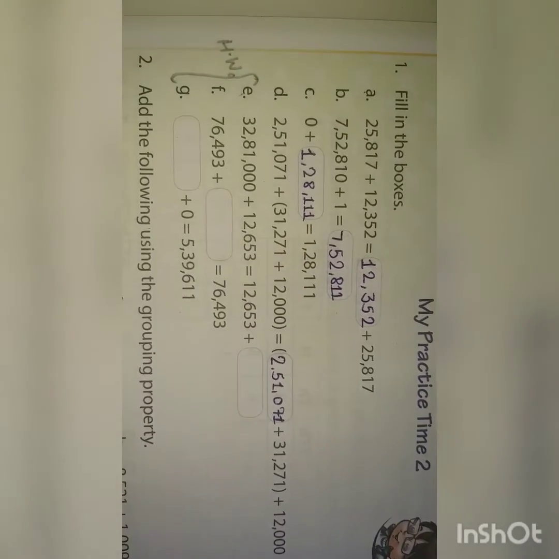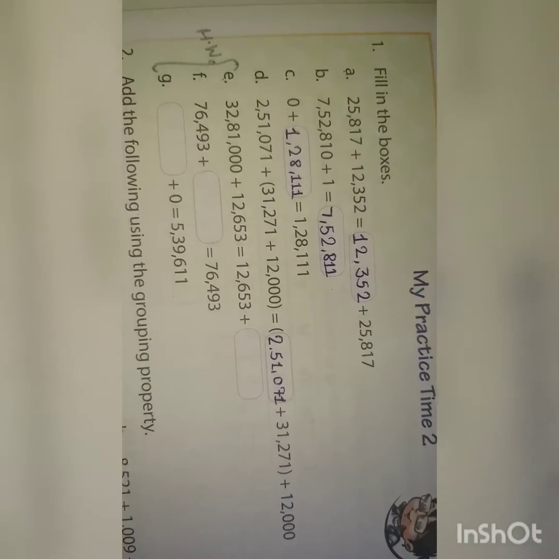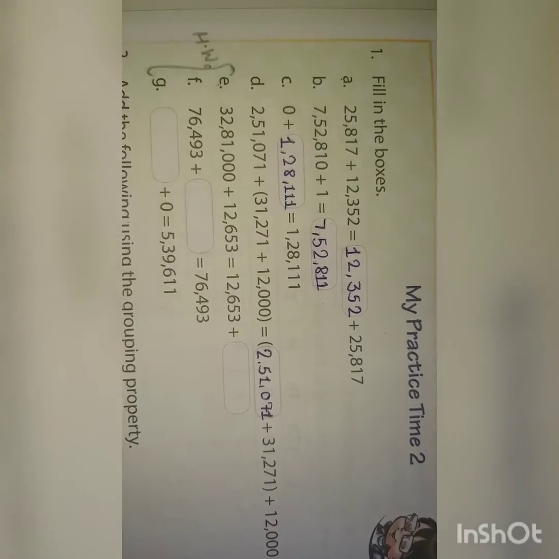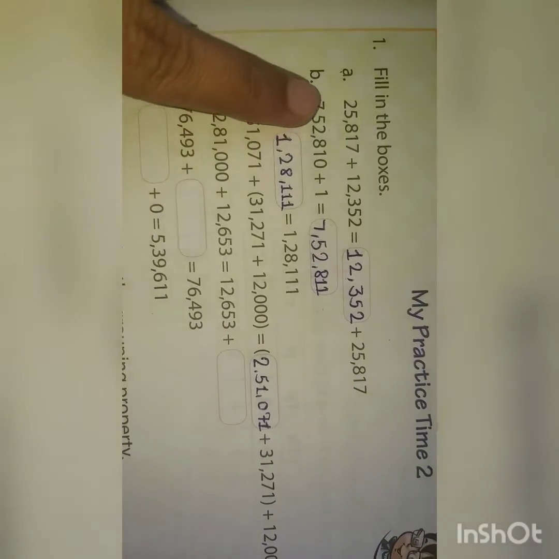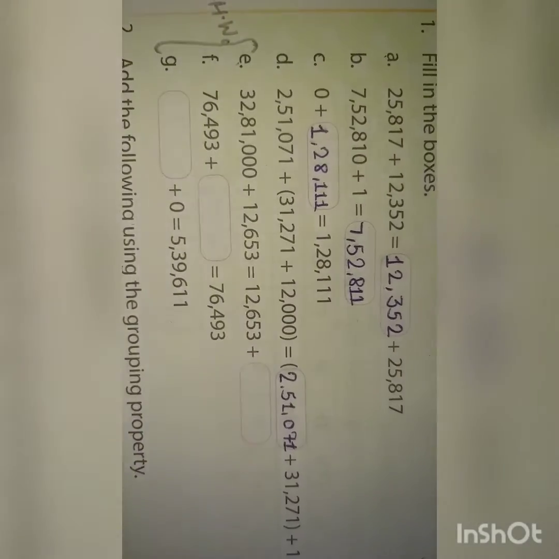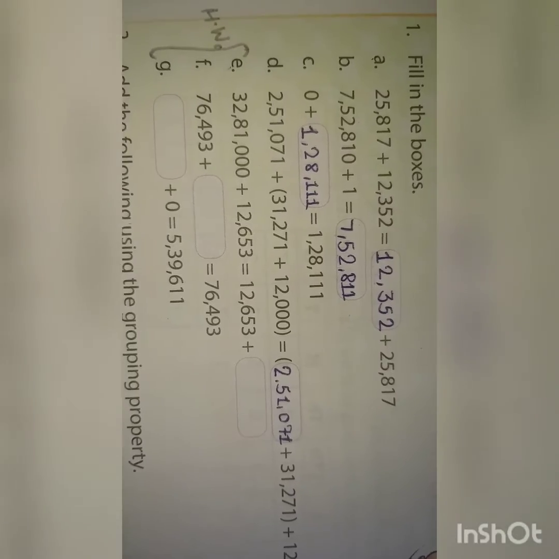So here we have got the successor, 7,52,811. Now students, we are going to solve the third question, that is 0 plus dash dash is equal to 1,28,111. Here we are going to apply our zero property. In the second question we applied the 1 property, now we are going to apply the zero property. Whenever we add 0 to any number, we get the same number as the answer.